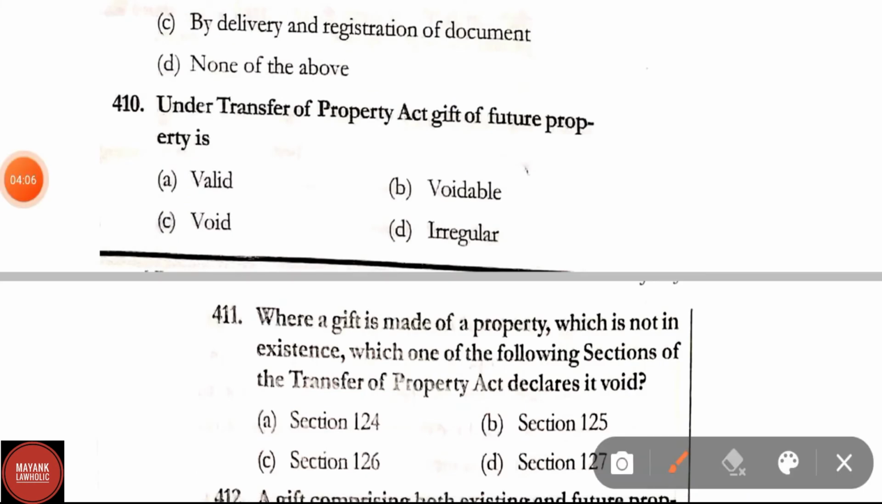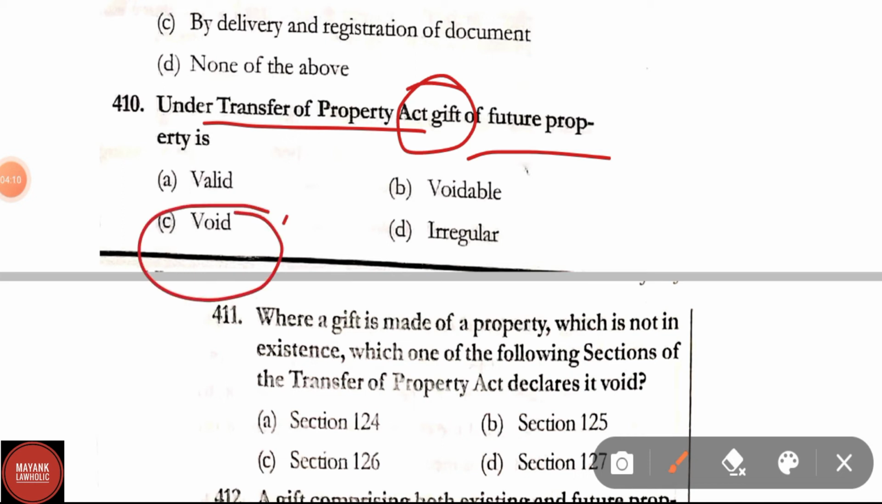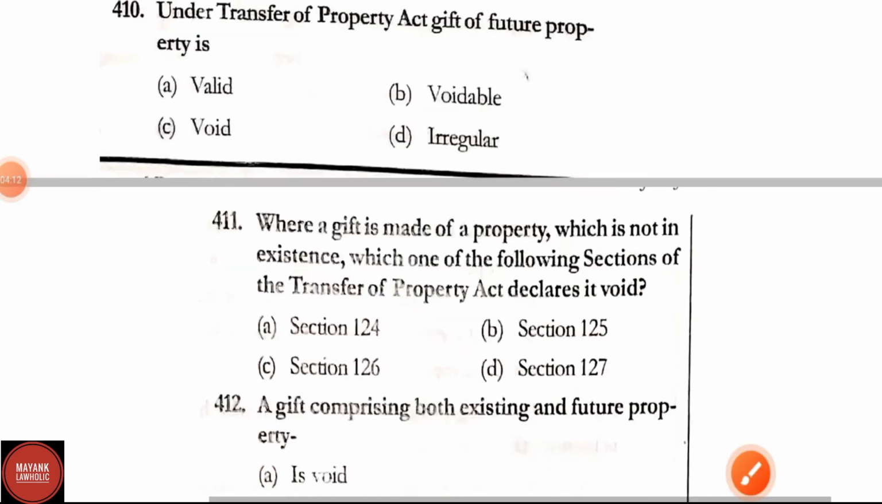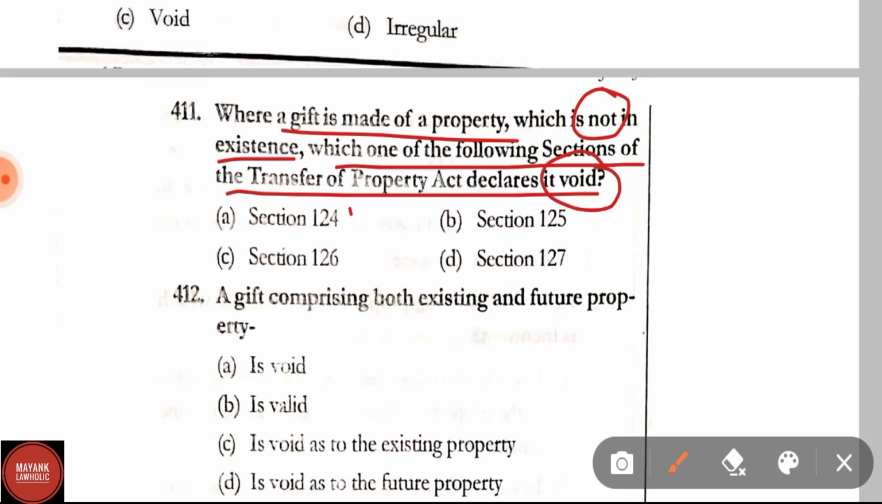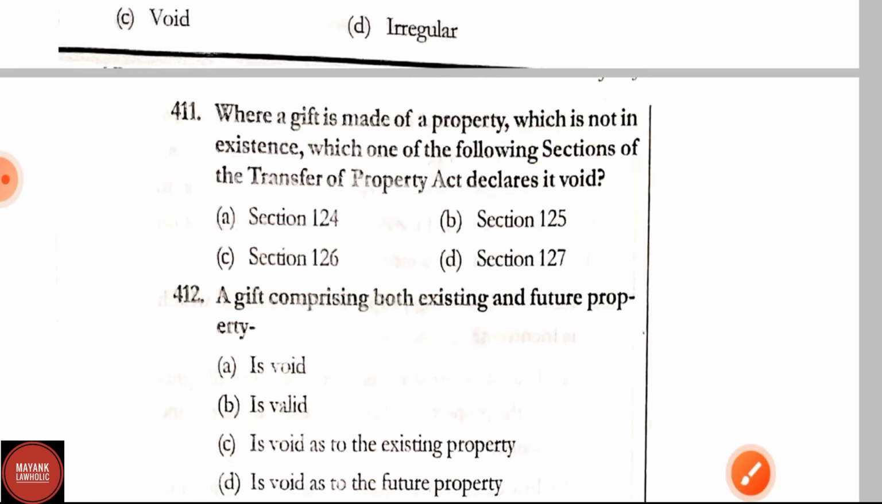Question number 410. Under Transfer of Property Act, gift of future property is void. Gift of future property will be void. Question number 411. When a gift is made of a property which is not in existence, which one of the following sections of the Transfer of Property Act declares it void? It is declared void under Section 124 of the Transfer of Property Act.